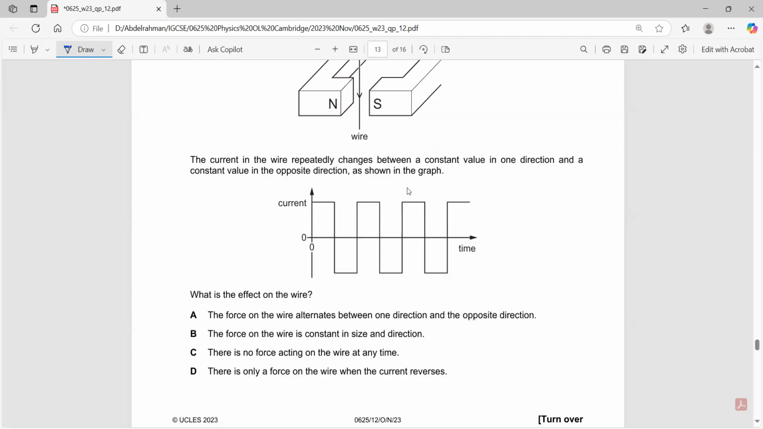What happens to the force on the wire? Is the force constant? No. The force keeps on alternating with the current. So the force keeps on increasing and decreasing in one direction and then in the other direction. The force on the wire alternates between one direction and the opposite direction. For example, the wire would keep on moving into and out of the page. Yes, it is A.